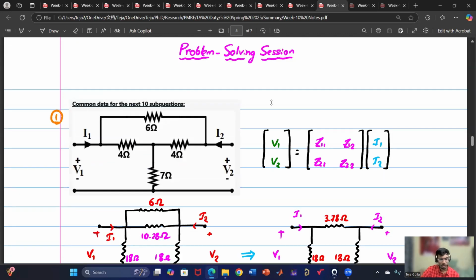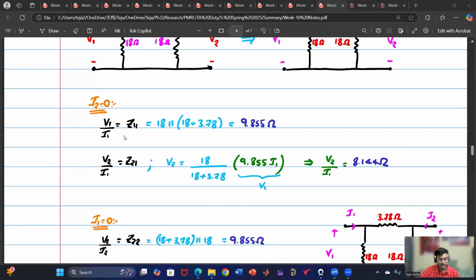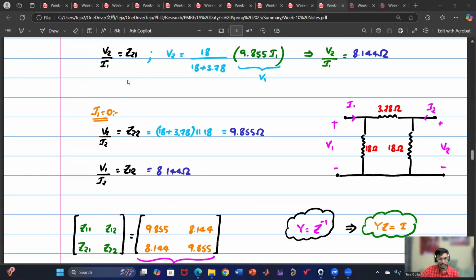Then we have solved a few problems. In the first problem, they are asking for Z parameters. This Y we have converted into delta, and first we have simplified the circuit, then we have started solving. So we know how to solve for these parameters: first put I2 equals 0 and then solve for V1, V2. Then put I1 equals 0.